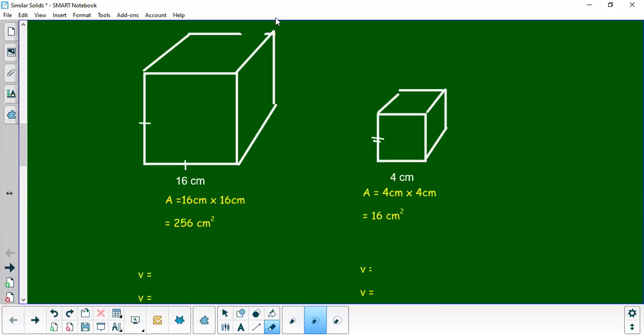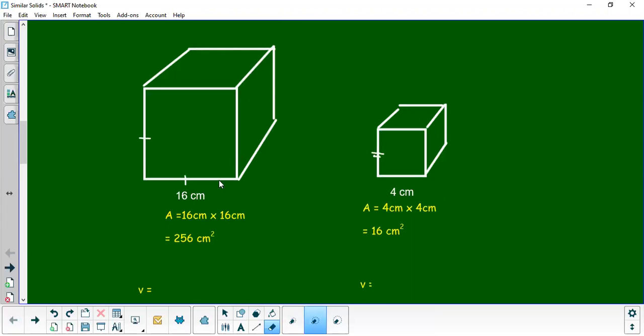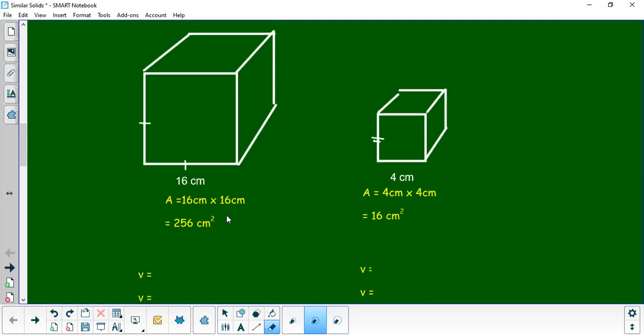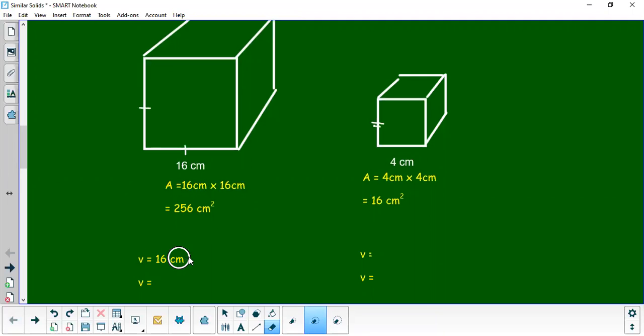So what would be the volume of this cube? If this cube here is 16 by 16 by 16, the volume of this cube is going to be 16 times 16 times 16 centimeters. It'll be 4,096 centimeters cubed.